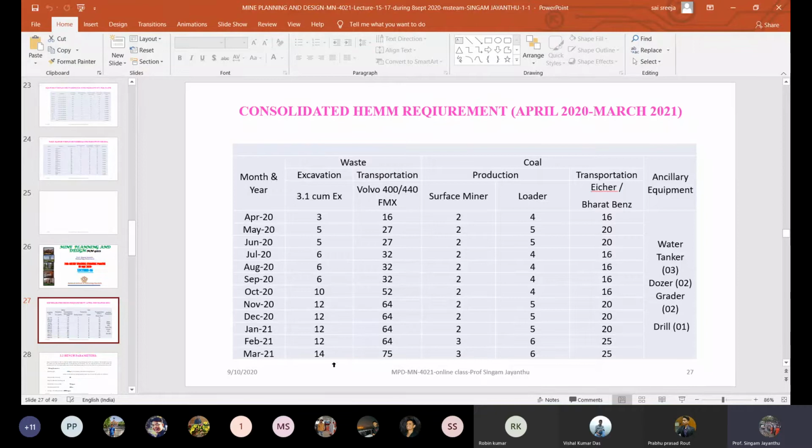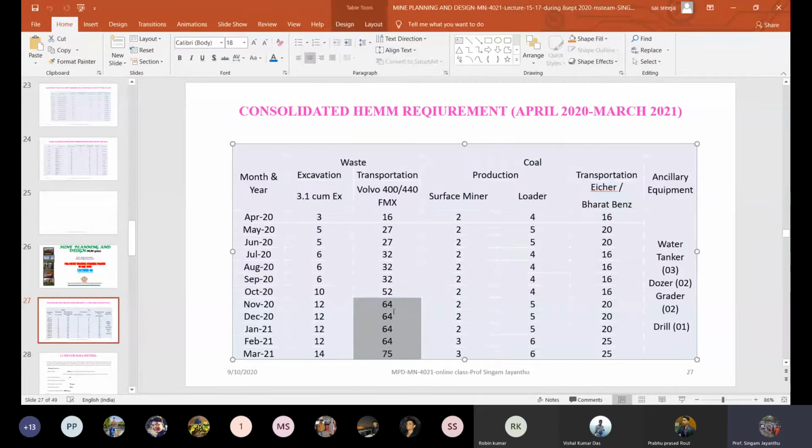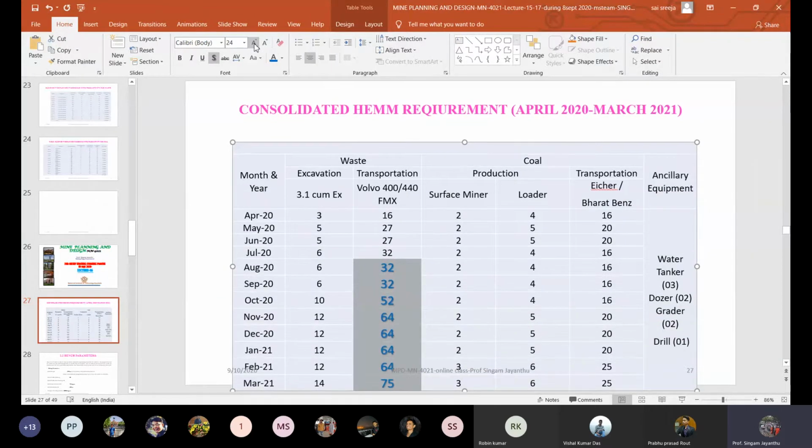Now here, in March 21, that means in the next year, we will be using 14 number of these 3.1 cubic meter excavators for the overburden purpose, and I am giving the highest maximum number, so that other things you can understand easily to get the required production. And then here this Volvo type, because they have already given even the type of the machinery also, so that it is easy for you to understand. I am highlighting for the benefit of our beloved students.